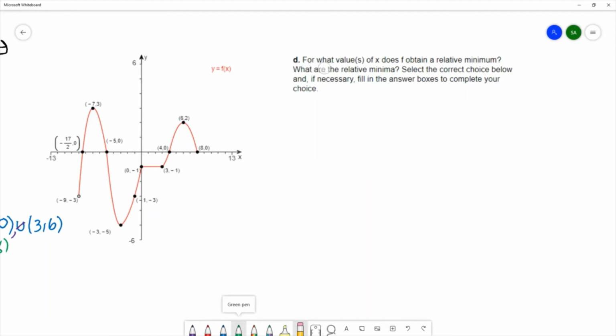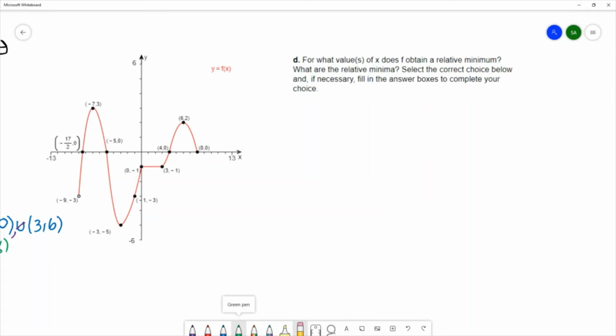This part says, for what values of x does f obtain a relative minimum? What are the relative minima? Select the correct answer choice below, and if necessary, fill in the answer boxes to complete your choice. Okay, so we don't have any fill in the blank, but we're going to be able to identify the relative minimum and what those relative minimum are.